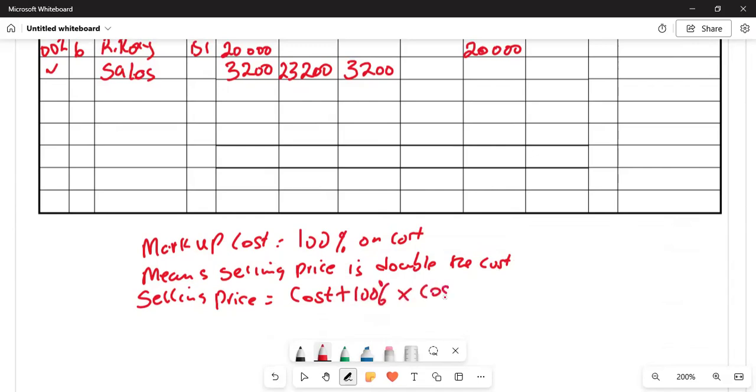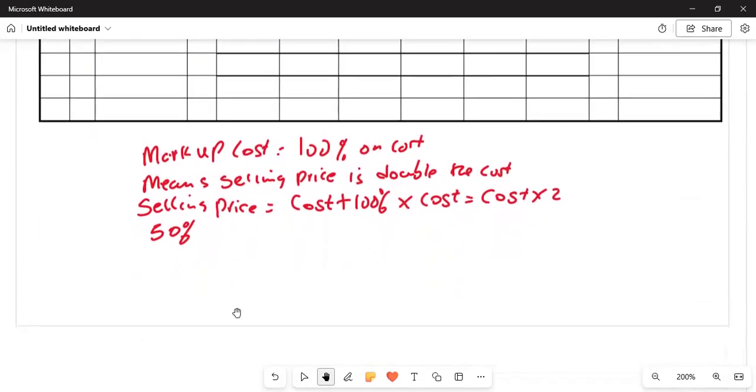Selling price is cost multiplied by 2. So this means that our cost is going to be what? 50%. It means that our cost is going to be 50% if our markup on cost is 100%. So it means our cost is going to be 50% of the selling price.